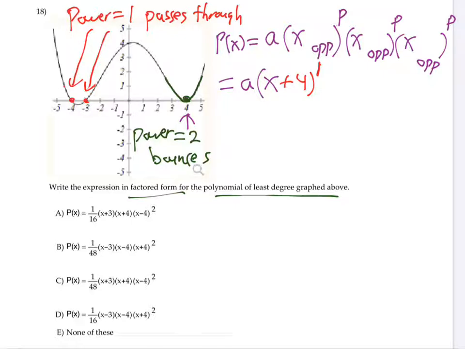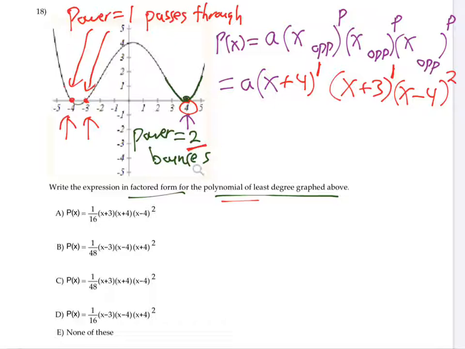All right, so getting back to the problem then. This second one will be x, and the opposite of -3 is +3 to the first power. So both these are power 1. And then the last one, x, and then the opposite of +4, -4, and that's going to be second power because it bounces there. So there's my function. Now I have to find a. How am I going to find a? So that's all step 1.